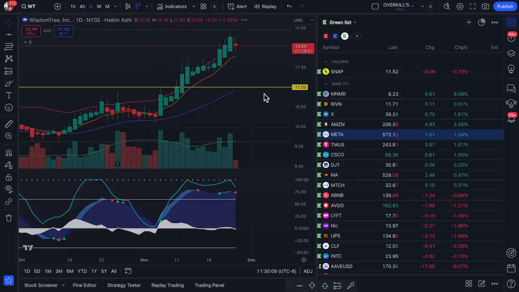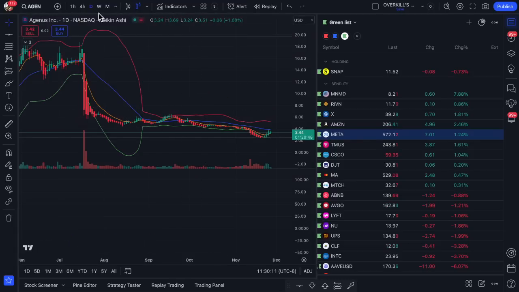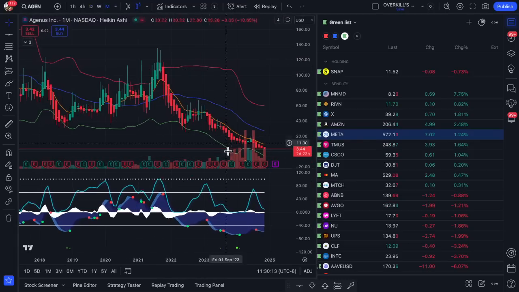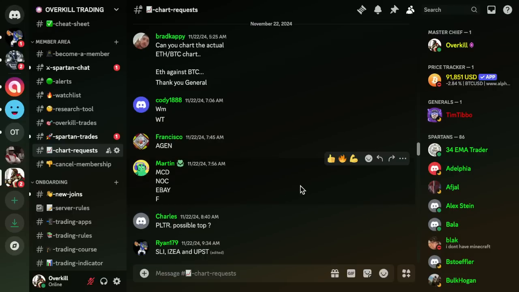AGEN. AGEN, ooh, ugly chart here. Monthly's red. I wouldn't even touch that one, my friend.